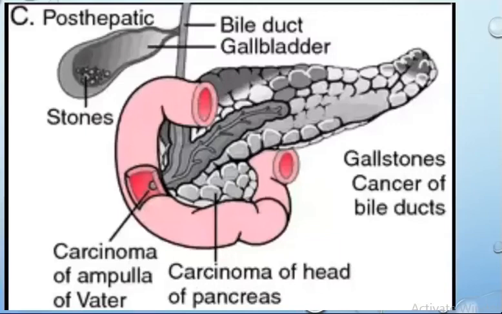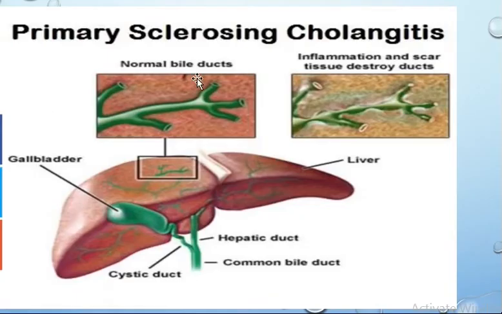So I will continue my previous lecture. This is how post-hepatic jaundice will happen. Now I'm talking about the post-hepatic causes. This is also a cause of post-hepatic jaundice. Then there is primary sclerosing cholangitis, which means there is an inflammation of the bile duct, and then there is scar formation, so the hepatocyte is unable to drain the bile into the bile canaliculi.